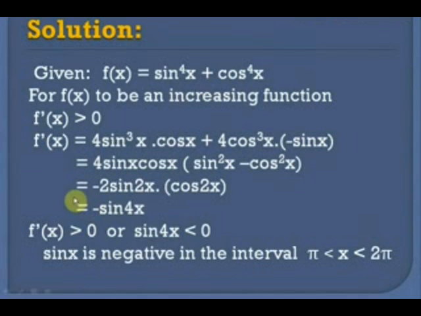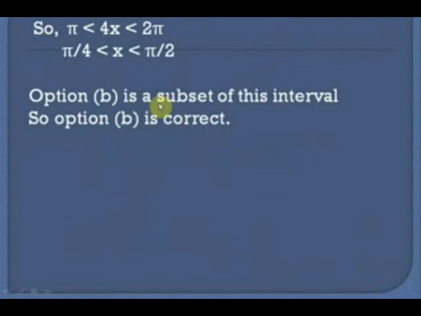Now we want f'(x) to be greater than 0, and for that sin of 4x should be less than 0. Now we know that sin x is negative in the interval of x lying between pi to 2 pi. So 4x should lie between pi and 2 pi, and hence x lies between pi by 4 to pi by 2. Now we see that if x lies between pi by 4 to pi by 2, f(x) becomes an increasing function. Now we see that option number B is the subset of this interval, and hence we can say that option number B is correct.